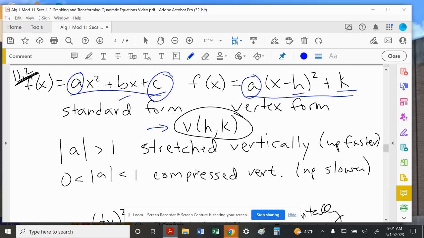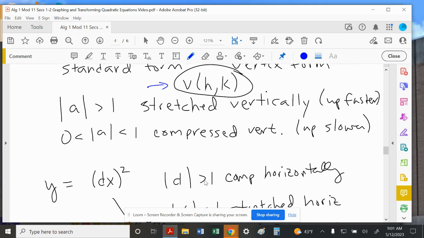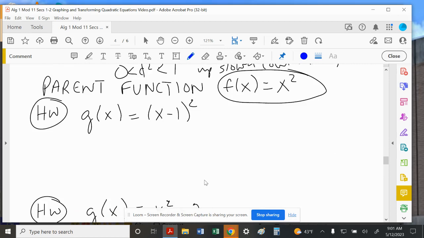And then we're going to learn this stretched vertically, compressed vertically, and all this other stuff. But let's go through a few problems first. So my parent function is just x squared. So based on x squared, how do things move around? Well, if we have another function that says x minus 1 squared, notice that I added a minus 1 to the x inside here. This is going to cause it to shift left or right.